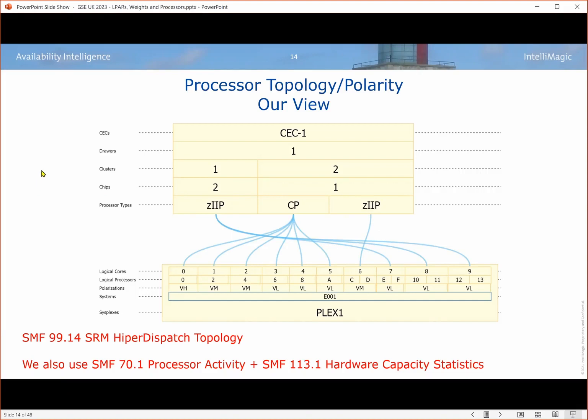Where do we get this data from? The data source is the SMF 99 subtype 14 hyper-dispatched topology. Very interesting information about what our LPAR looks like and where these processors with their polarity reside, which means what cache they actually get their instructions and data from, the hierarchy. Now, for our particular case, we also use the RMF 70.1 processor activity records and also the hardware capacity records from the SMF 113 subtype 1.